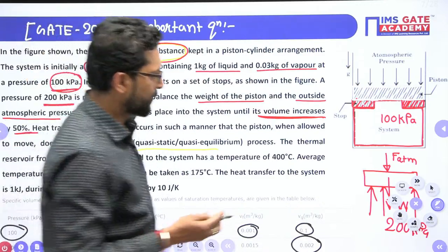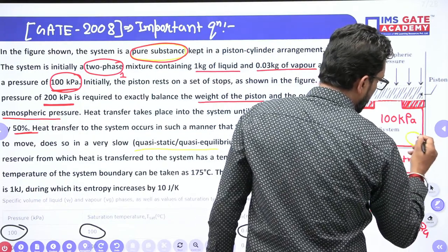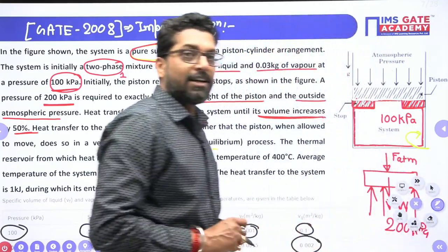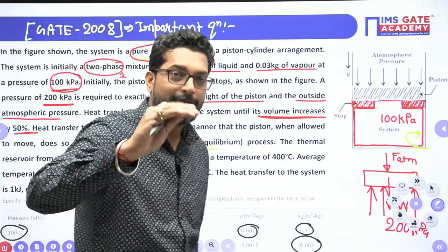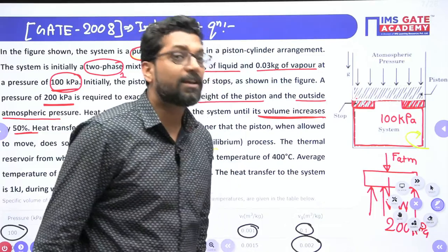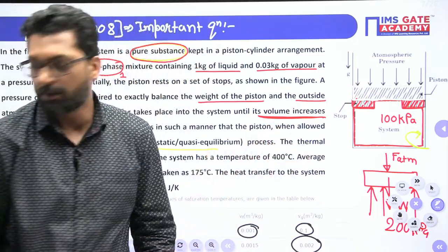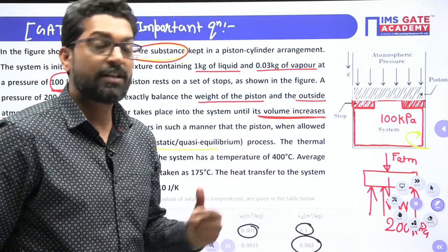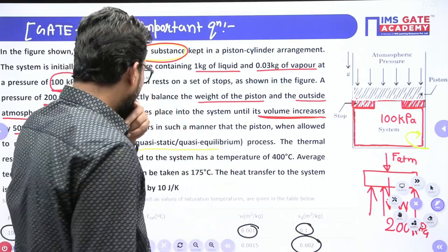External irreversible process. Why? Because the system boundary has a different temperature, and the surrounding has a different temperature. There is a finite temperature difference. So heat transfer with a finite temperature difference, not infinite, finite, there must be external irreversibility. So its entropy generation is always positive. It is not zero, right?